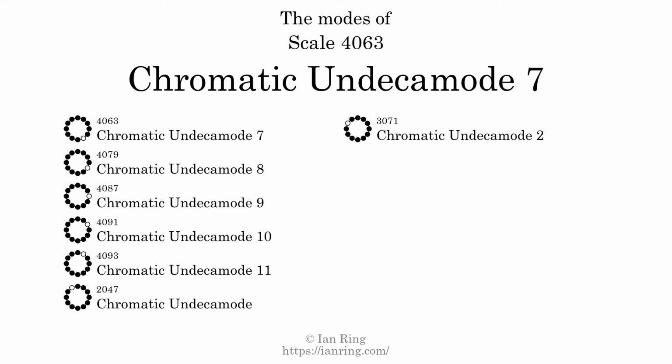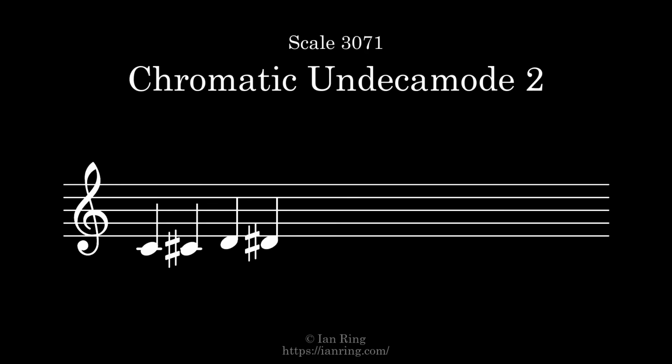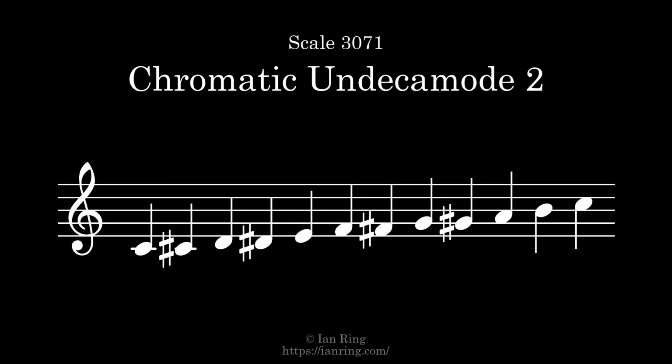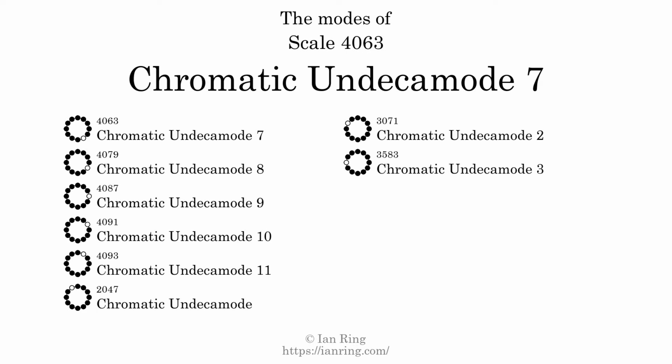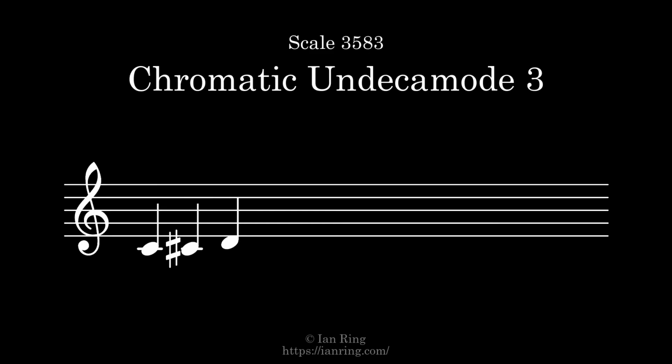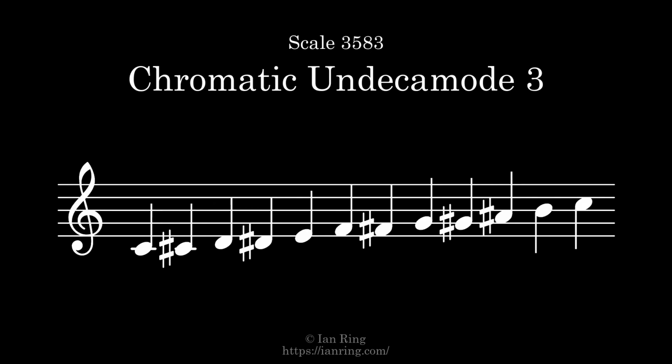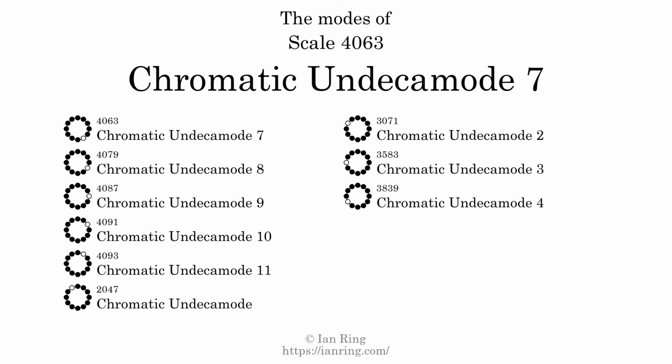The seventh mode is scale 3071, also known as Chromatic Undecamode 2. It sounds like this. The eighth mode is scale 3583, also known as Chromatic Undecamode 3. It sounds like this. The ninth mode is scale 3839, also known as Chromatic Undecamode 4. It sounds like this.